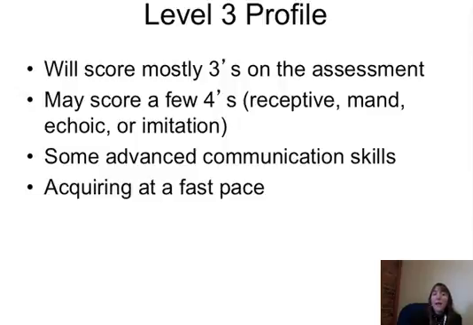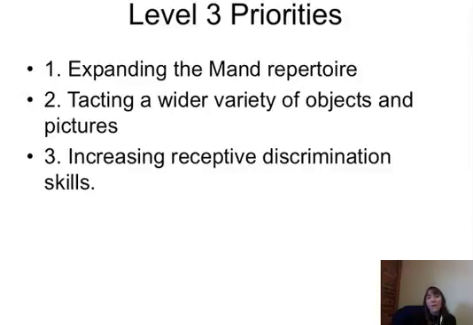Level 3s might have a few 4s, and that tells us they've got some advanced communication skills and they're acquiring at a fast pace. Still, expanding that mand repertoire, tacting a wider variety of objects and pictures, and an increase in their receptive discrimination skills. So again, breadth. We're manding, tacting, receptive, and depth, wider variety within each of those.